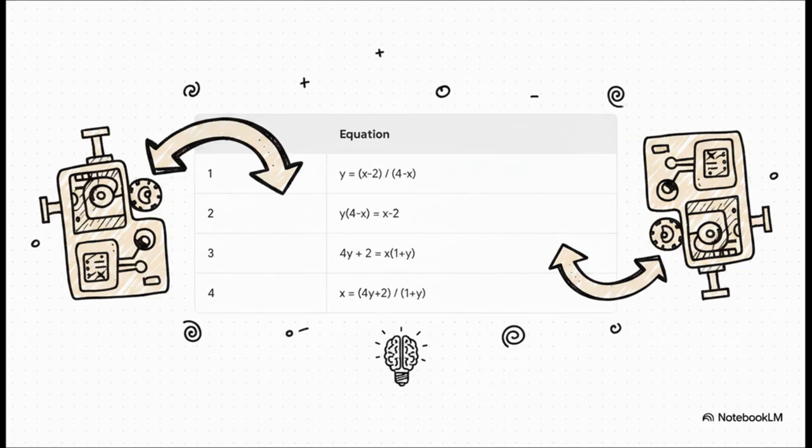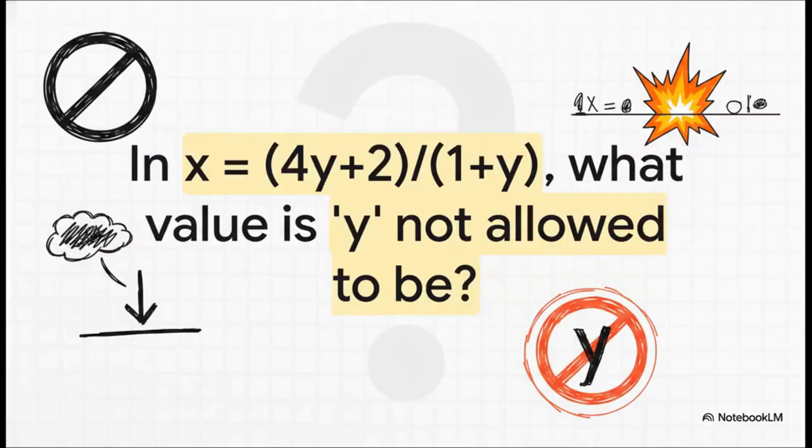Okay, let's actually try this out with the function you see here. We start by setting it equal to y. Then, to get rid of that fraction, we'll multiply both sides by 4 minus x. After that, it's just a matter of rearranging. We want to get all the terms with x on one side and everything else on the other. And when we finally solve for x, we get our reverse-engineered equation, x equals (4y plus 2) divided by (1 plus y).